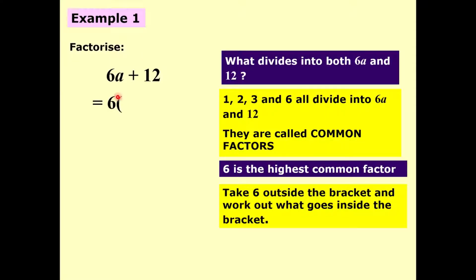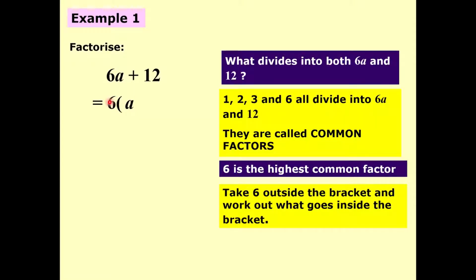Because we want a number on the outside or a term on the outside of our bracket, and we want to figure out what now goes inside the bracket. So to do that, we know that if we were to expand brackets, we multiply whatever is on the outside with what is on the inside. So if we're trying to get this first term here, what do we need to times 6 by to get 6a? Well, it's just simply a, because if we were to multiply that out, 6 times a gives us 6a.